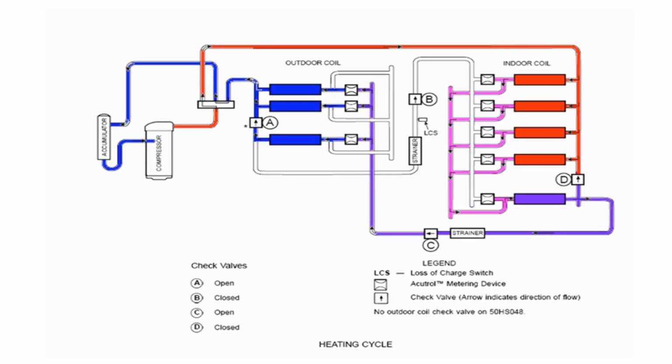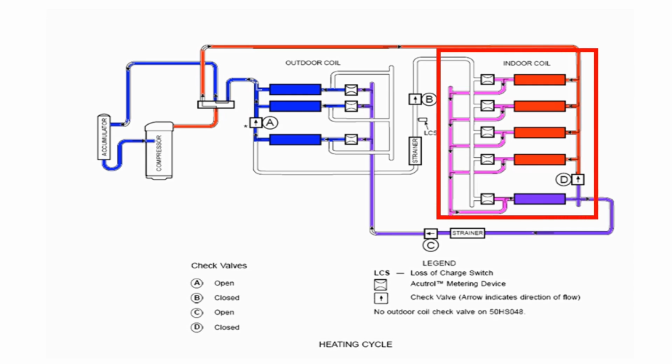In this refrigerant flow diagram, we are in the heating mode, and you will note that the Accutrols at the indoor coil are being bypassed, and we are metering through the Accutrols on the outdoor coil.